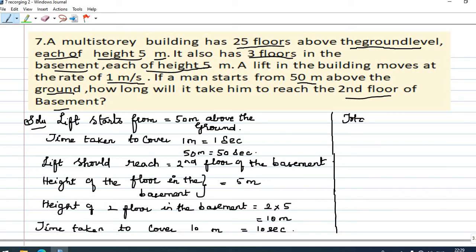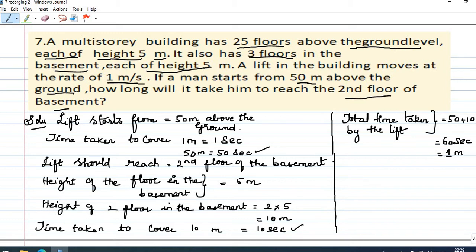Listen. Total time taken by the lift is equal to, add 50 second and 10 second. 50 plus 10, which is equal to 60 second. I can write 60 second in minute, which is what? 1 minute is equal to 60 second. Now you can write the answer. Total time taken by the lift is equal to 1 minute.